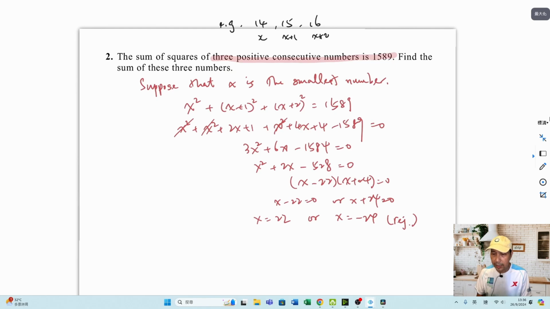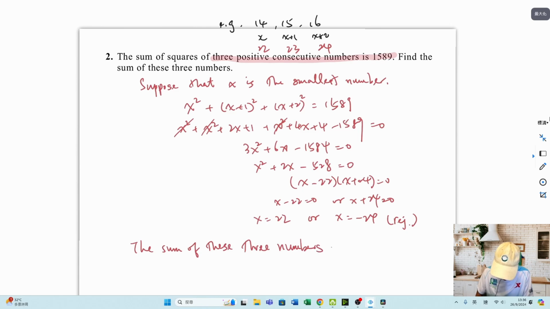So the smallest number is 22. Then the other two numbers are 23 and 24 respectively. Okay, we give the final answer for this question. The sum of these three numbers is equal to 22 plus 23 plus 24. So the final answer is 69.